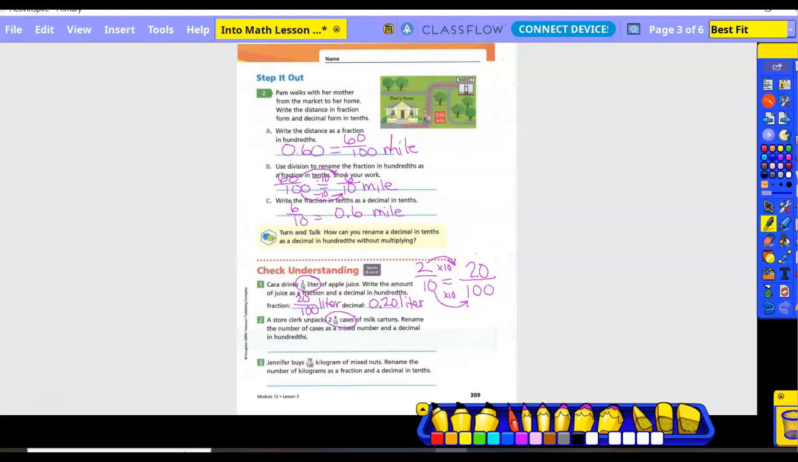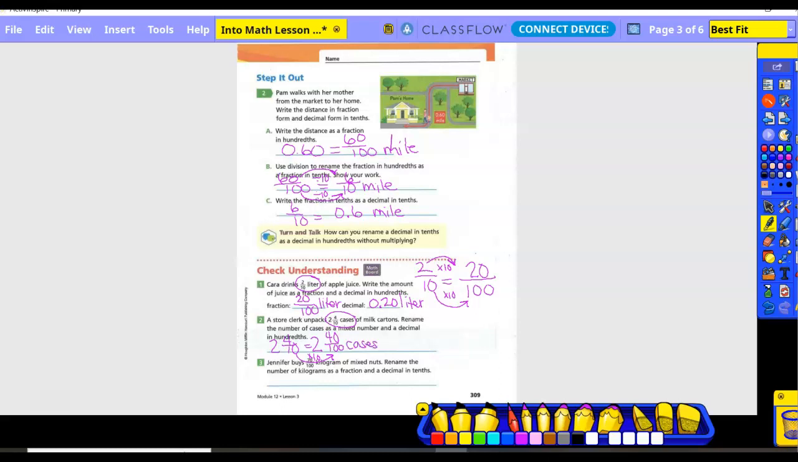Okay, so I need 2 and 4/10, and they want it to be out of what? Hundredths. Do I change the whole number? No, it stays the same. I still write 2, and then my new denominator is 100. So how did I get from 10 to 100? Times 10. What I do on the bottom, I do on the top. So 4 times 10 is 40. So my new mixed number in hundredths is 2 and 40 hundredths of a case.